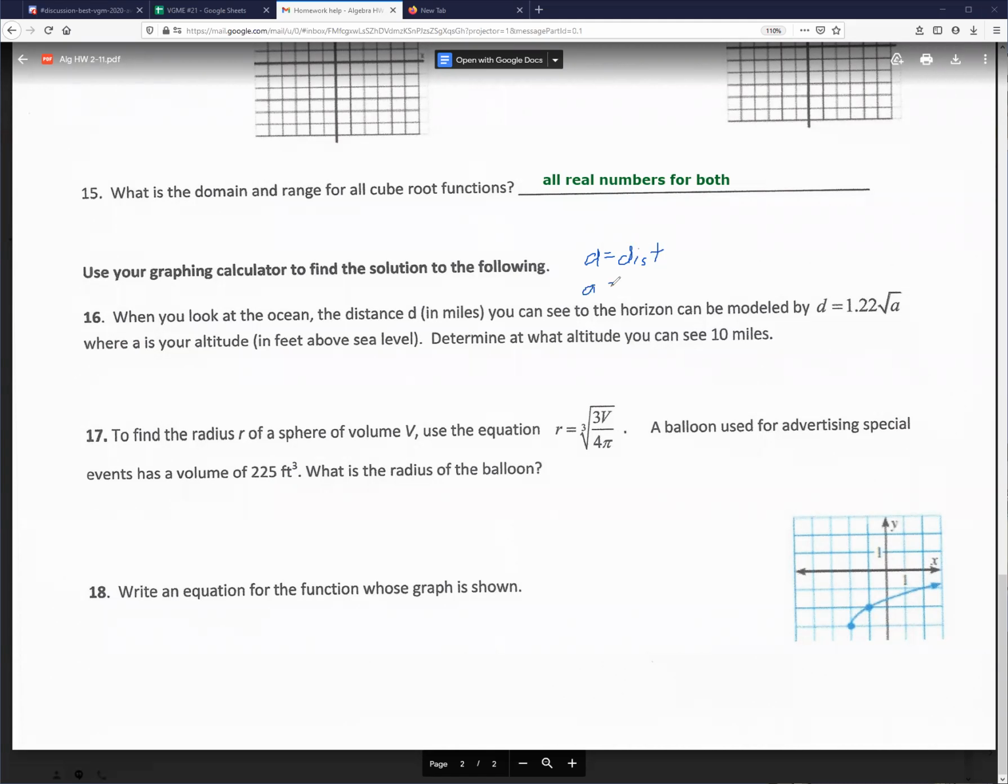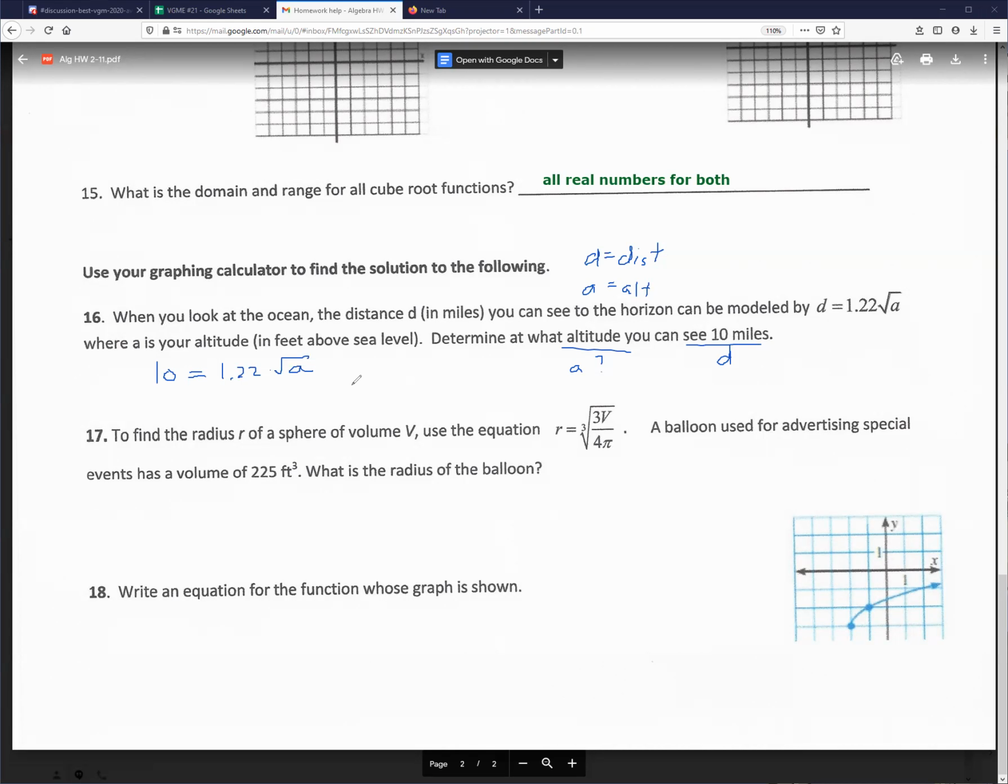I think what we just want to do is go, all right, so D is distance, and A is altitude. We want to know the altitude when you can see 10 miles. That's D. So 10 equals 1.22 square root of A, and let's solve for A.